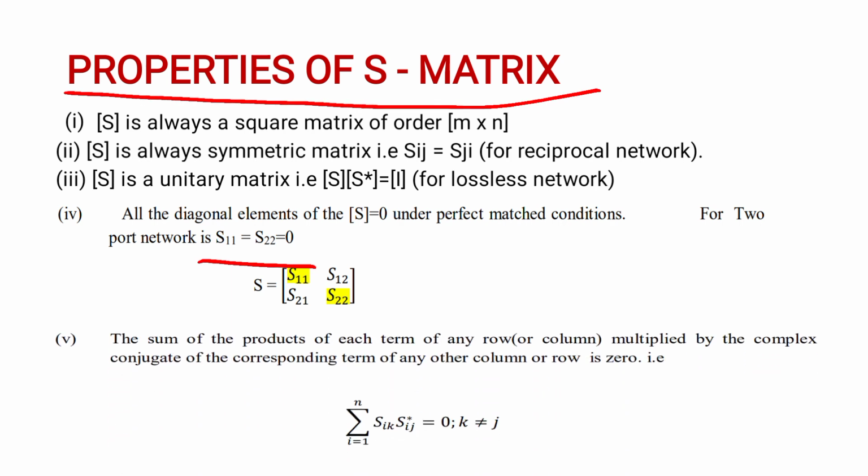Consider the last property: the sum of products of each term of any row or column multiplied by the complex conjugate of the corresponding term of any other column or row is 0. If we consider two matrices, the first the S matrix and the second the conjugate of the S matrix, then the sum of products of any row with the corresponding row of the conjugate matrix results in 0. It is the final property of the S matrix, and these five are the properties of the S matrix.